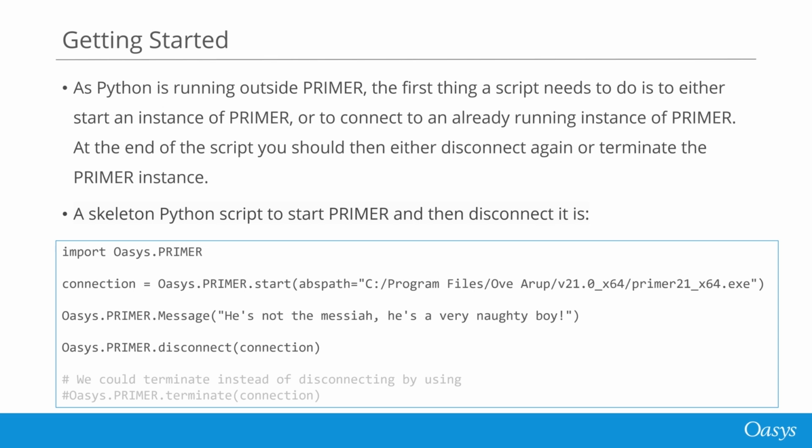The line import oasys.primer imports the Primer package. We then use the function oasys.primer.start to start an instance of Primer. The argument to this function is the path to the Primer executable. We then print a message to the dialog box using the function oasys.primer.message. We then disconnect from the Primer instance using the function oasys.primer.disconnect.